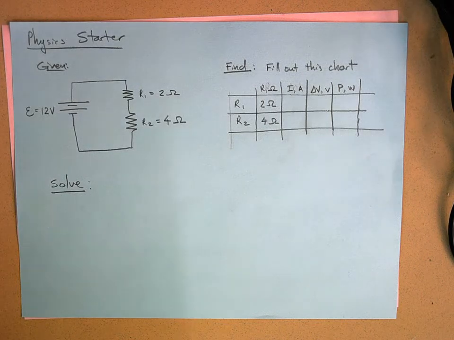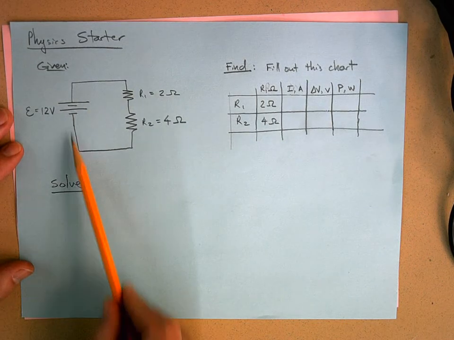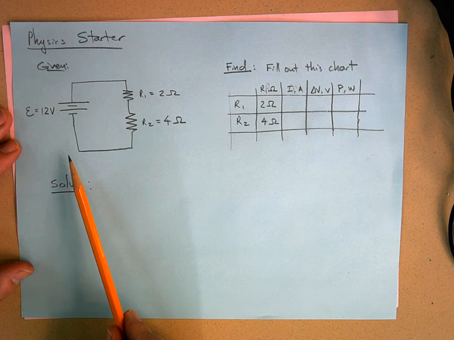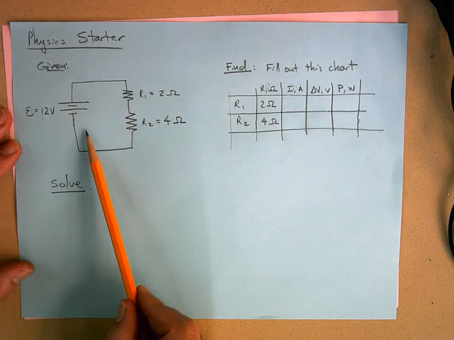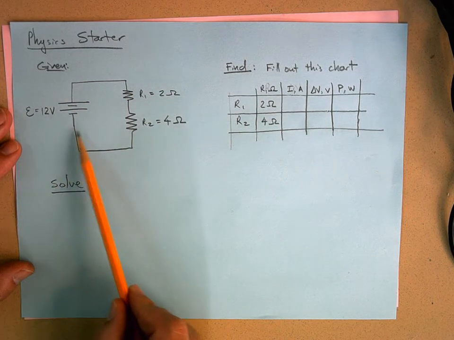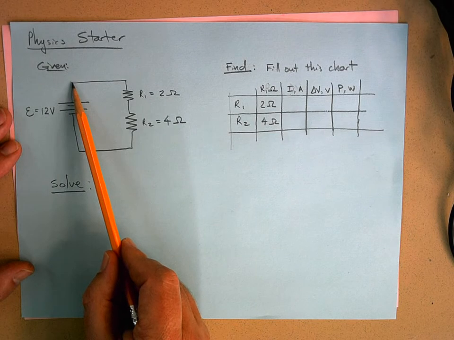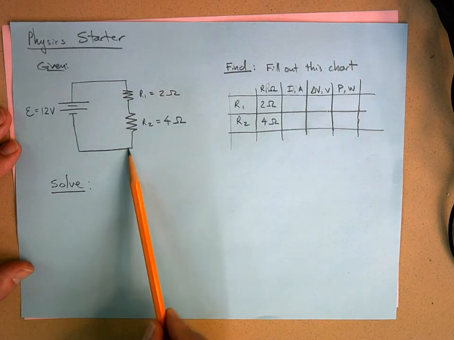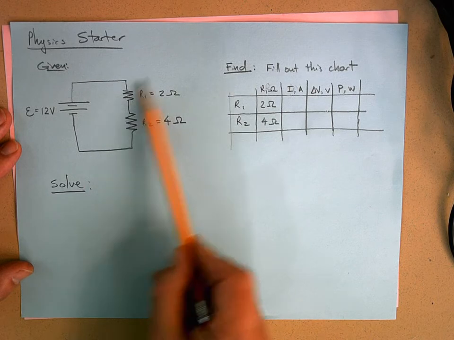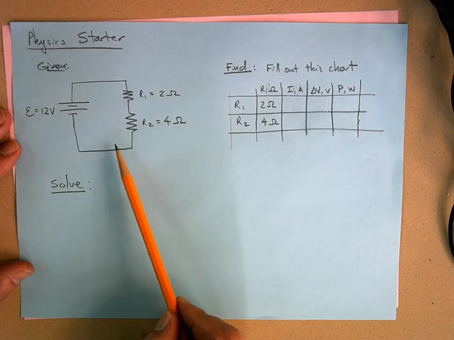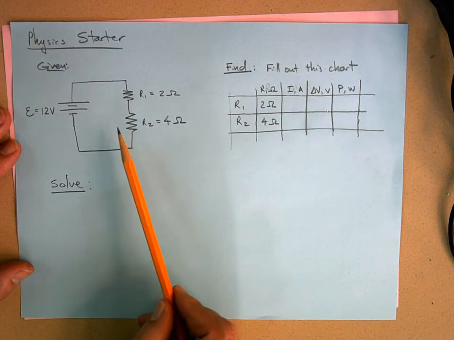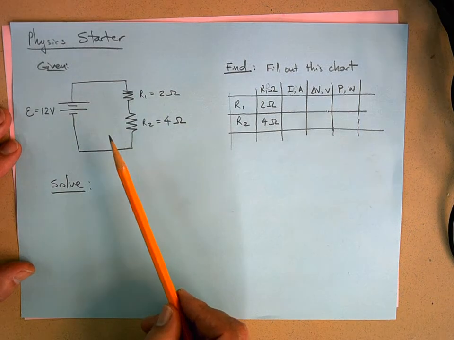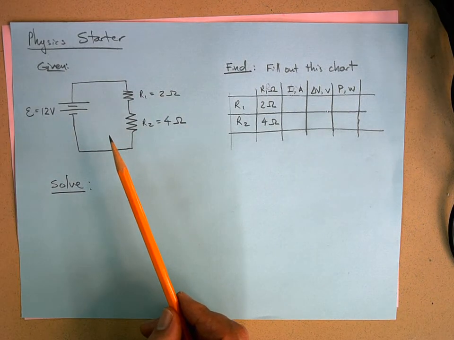Here's our starter for today. We have a simple one-loop circuit. We've got a battery that's lifting the voltage from 0 to 12 volts. And then we have two resistors that are going to split up that voltage and dissipate all that energy into the environment. These could be light bulbs or electric motors or just plain old resistors.